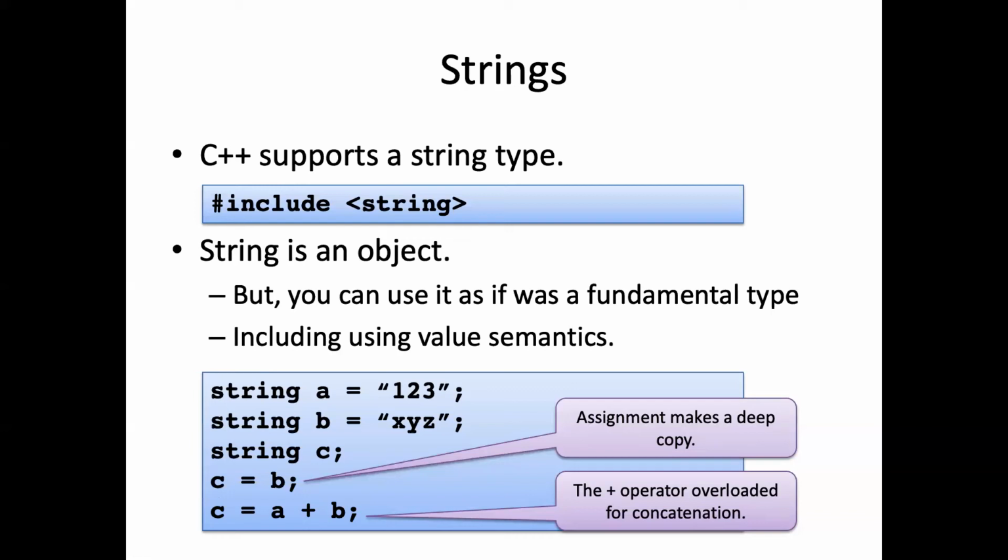Down here, I'm showing they overloaded the plus operator. So just like in Java, plus in C++ does concatenation for string objects. So A plus B would create a new string, 123XYZ, and then it would copy that over C, erasing what I just did in the previous line. So this would overwrite what was in C with this new string.